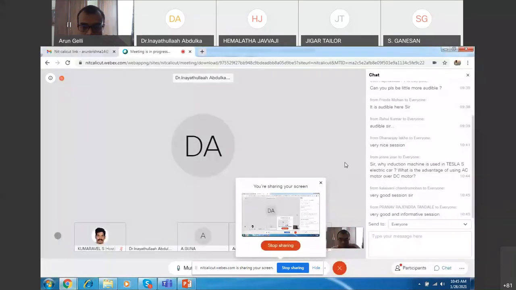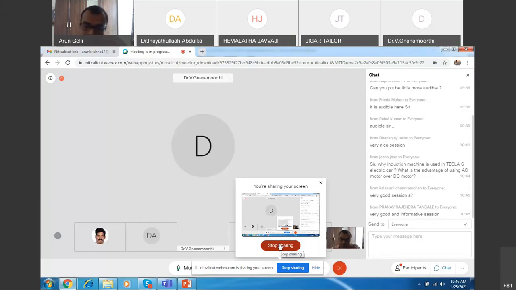Good morning, sir. I am Dr. Nyanamurthy, Anna University, Vilupuram campus, Tamil Nadu. My question is, when you are changing the vehicle, for example, the two-wheeler and four-wheeler, the driving cycle will be varying accordingly. How do you find out that type of characteristics in this drive, sir?